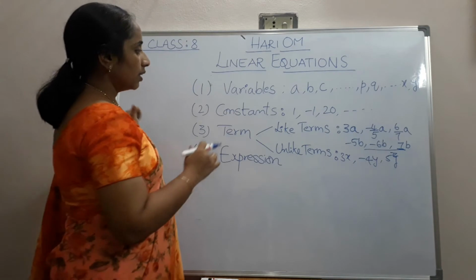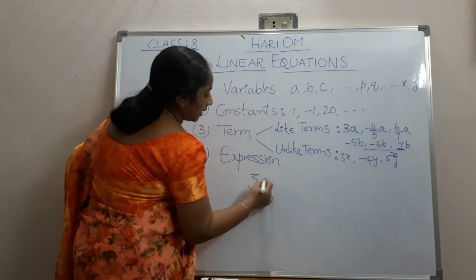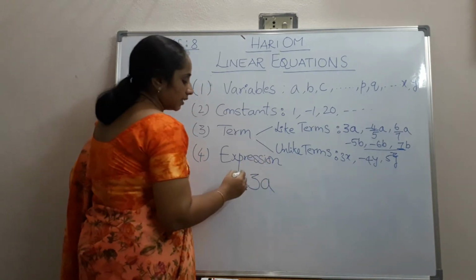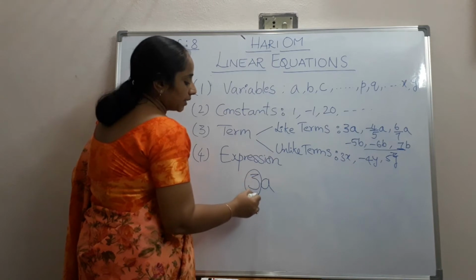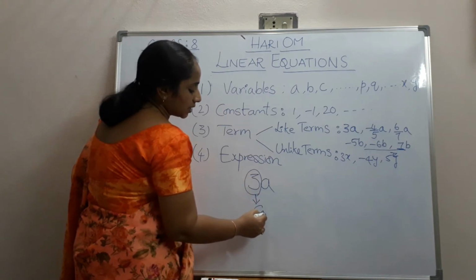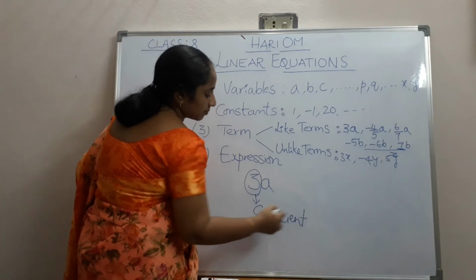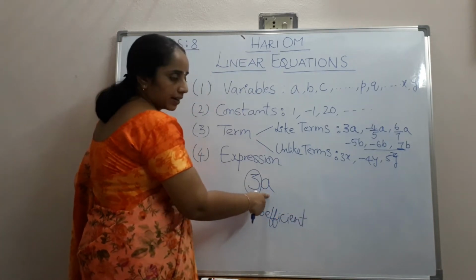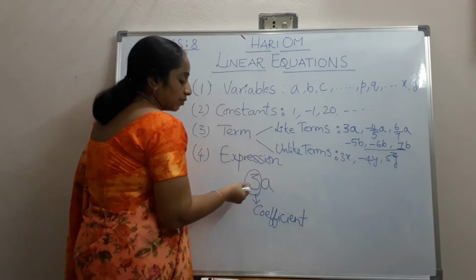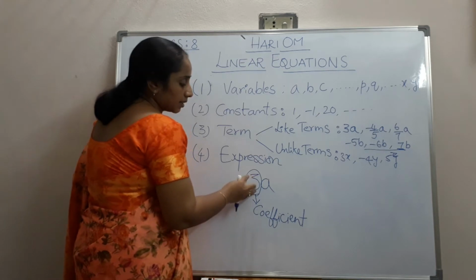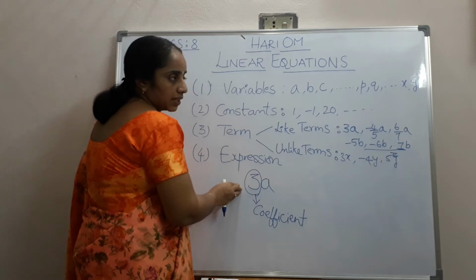Now coming to a term, take 3a. In a term, this 3 we call the coefficient. So for a variable, if it is multiplied by a constant, that particular constant we call its coefficient.